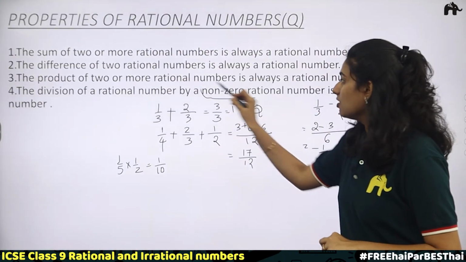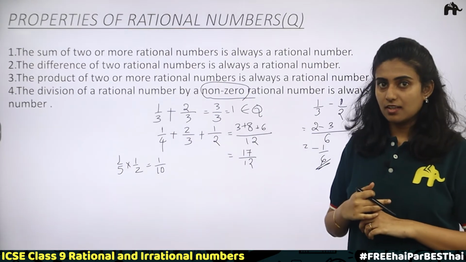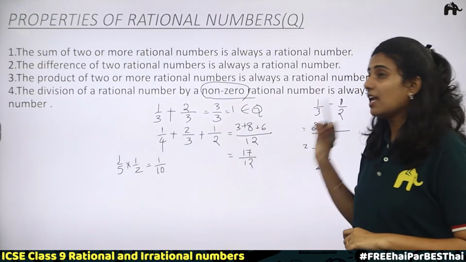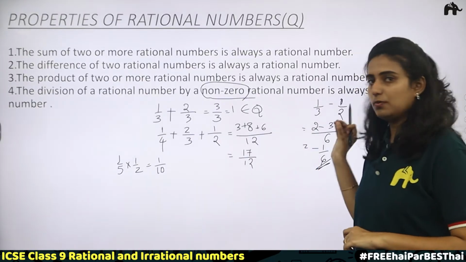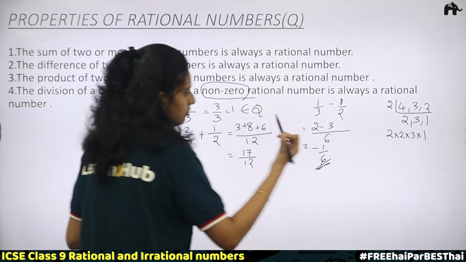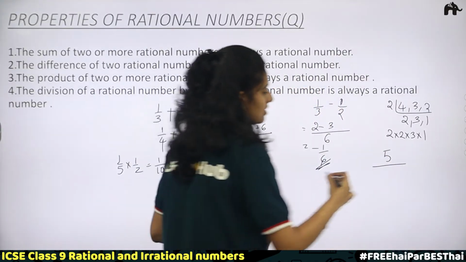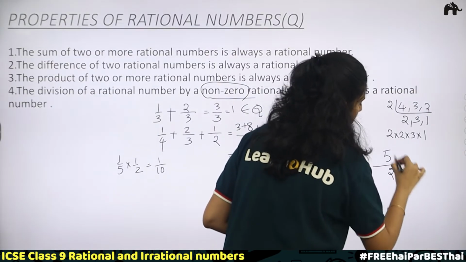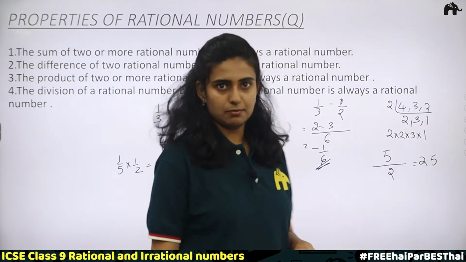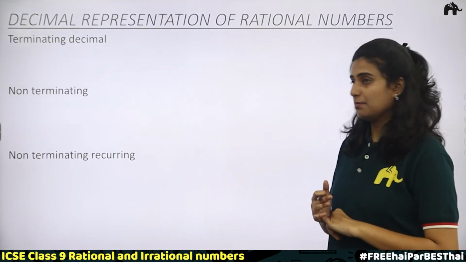Why non-zero? Because if the denominator is 0, what happens? It is not a rational number, because we know that b can never be equal to 0 for it to be a rational number. So, other case, if you divide a rational number, for example, 5 is a rational number, dividing by a non-zero rational number 2, you will be getting 2.5, which is again a rational number. Clear? Next is the decimal representation of rational number.